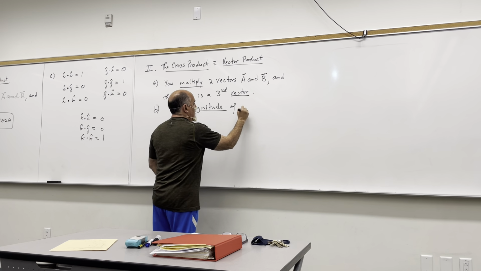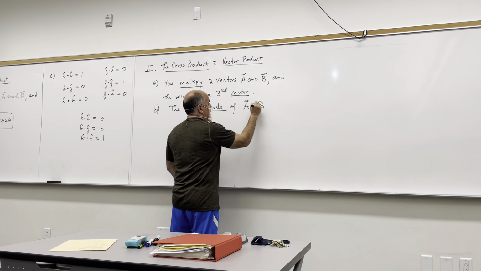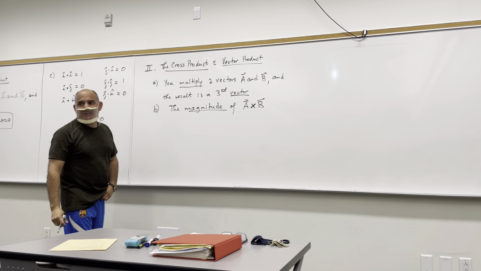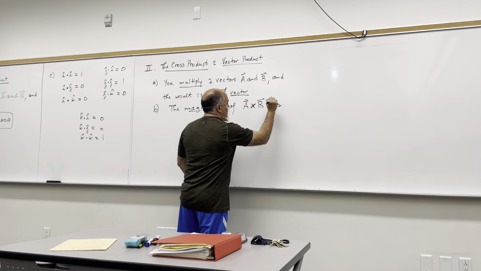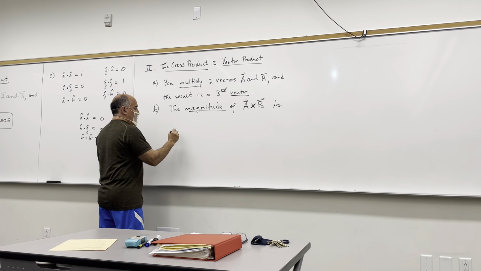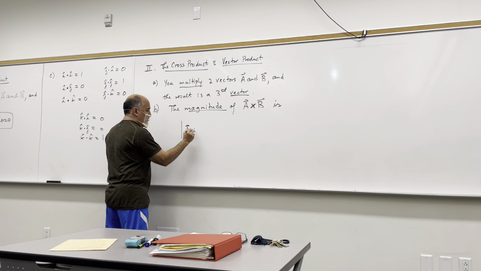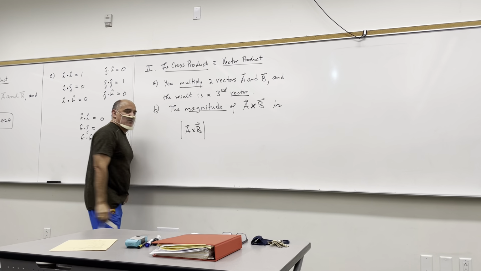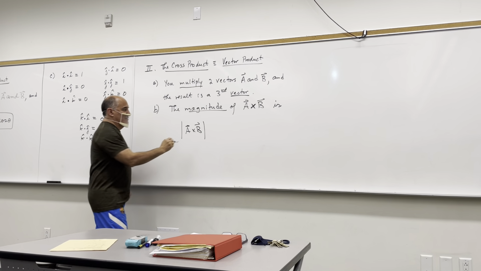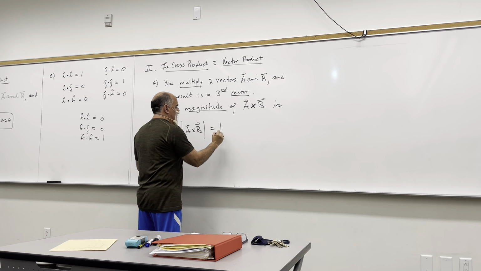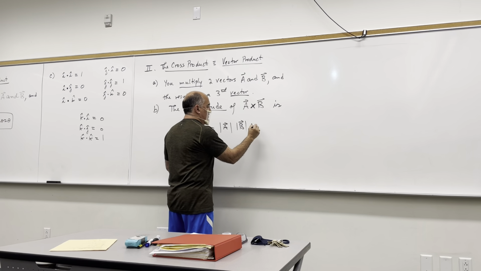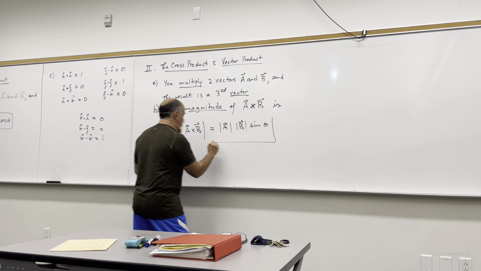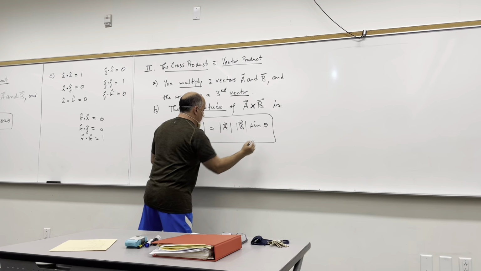of, let's say, A cross B, and the reason why this is called a cross product also is because you use a cross to represent that vector multiplication. So the magnitude of A cross B is the magnitude of A multiplied by the magnitude of B, but this time multiplied by the sine of the smallest angle between vectors A and B.